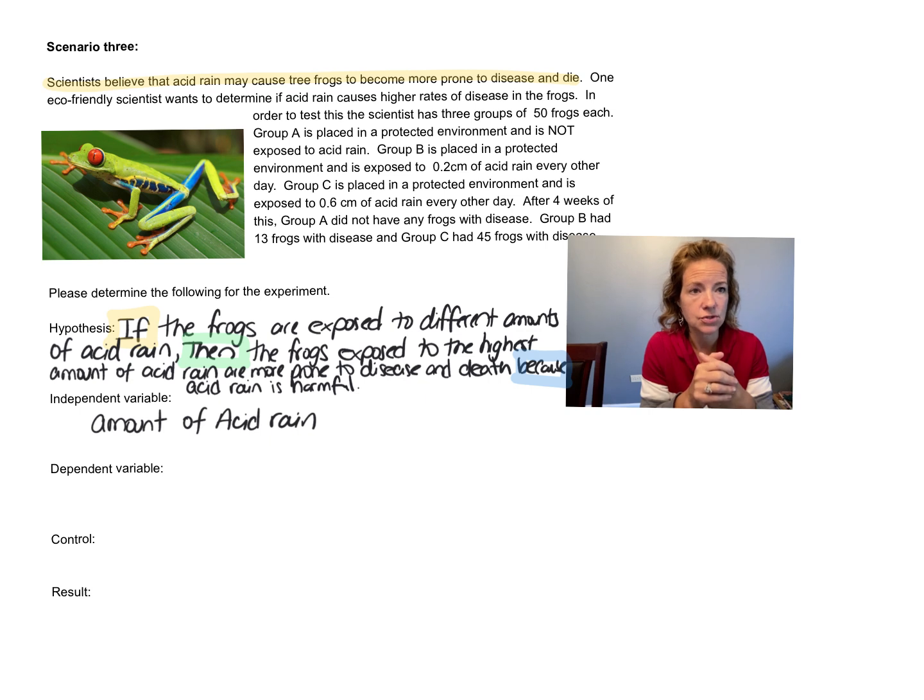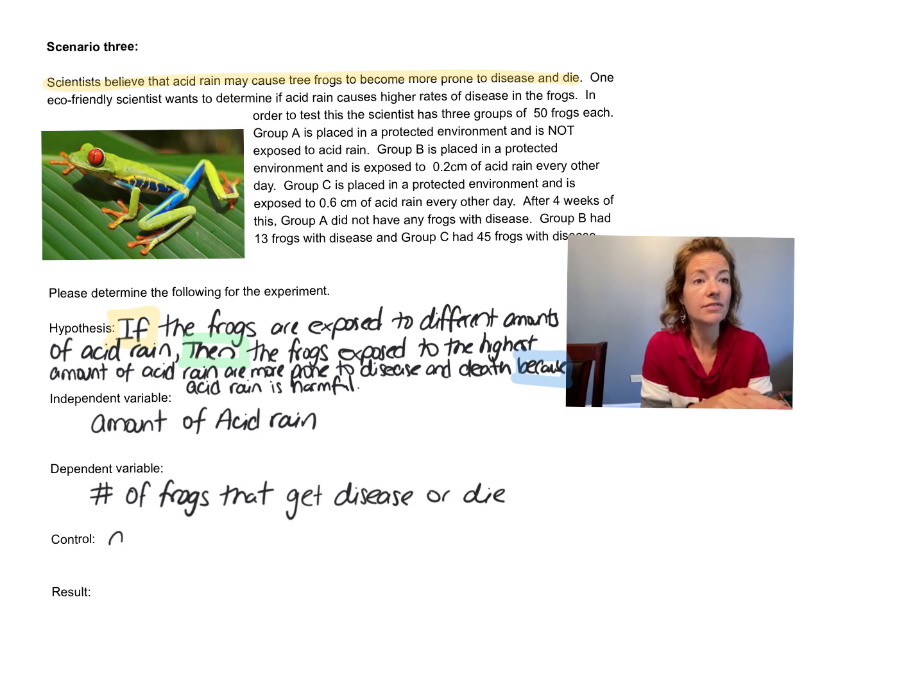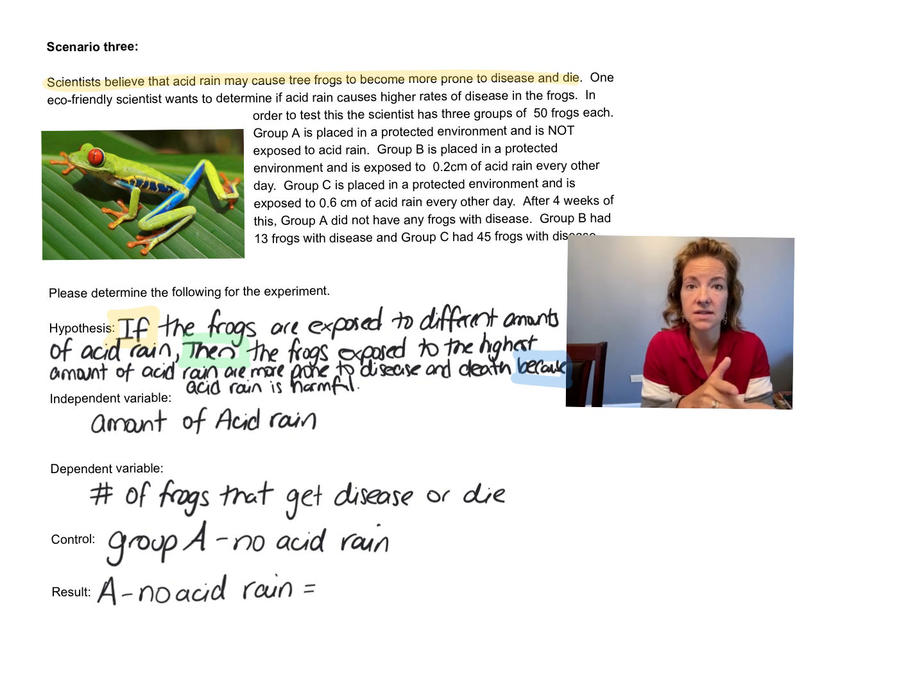The data I'm going to collect: I'm going to record how many of the frogs get diseases or die. My control is the group that's not getting any sort of acid rain, so that's going to be group A. And the result, if I look at my data, says that group A did not have any frogs with disease, and group A was not exposed to any acid rain. So I can say that group A, being exposed to no acid rain, had no disease and did not die.